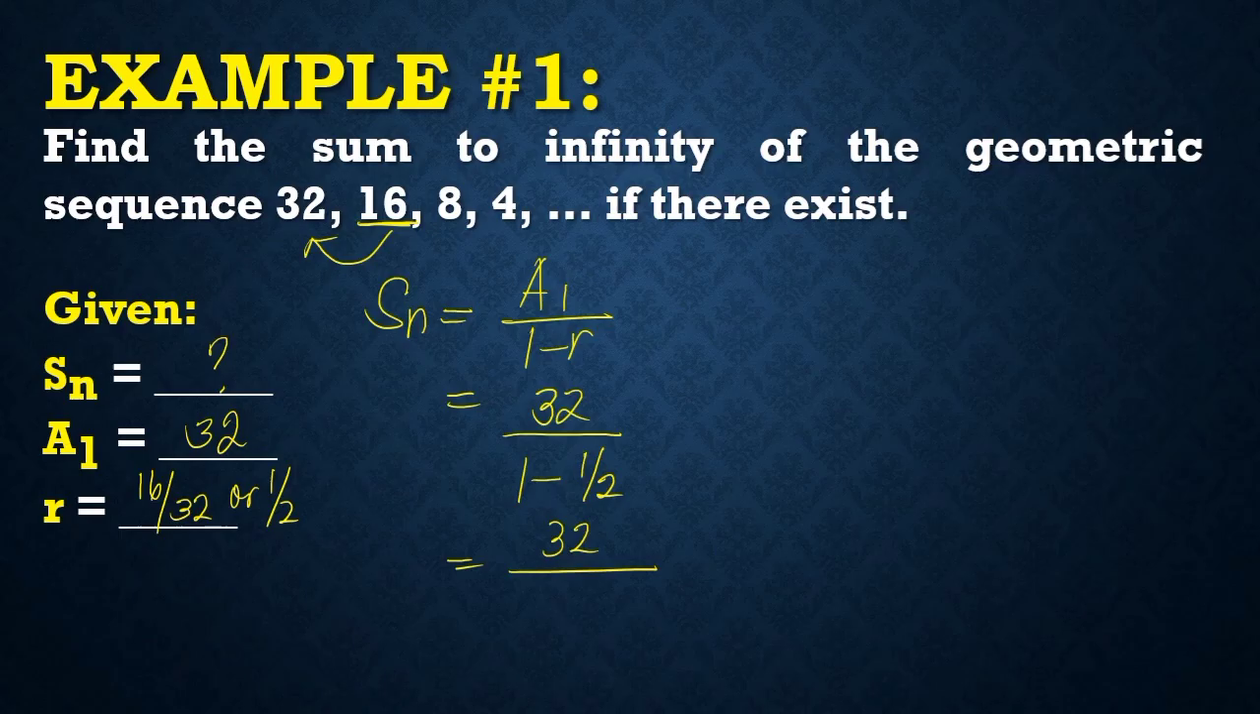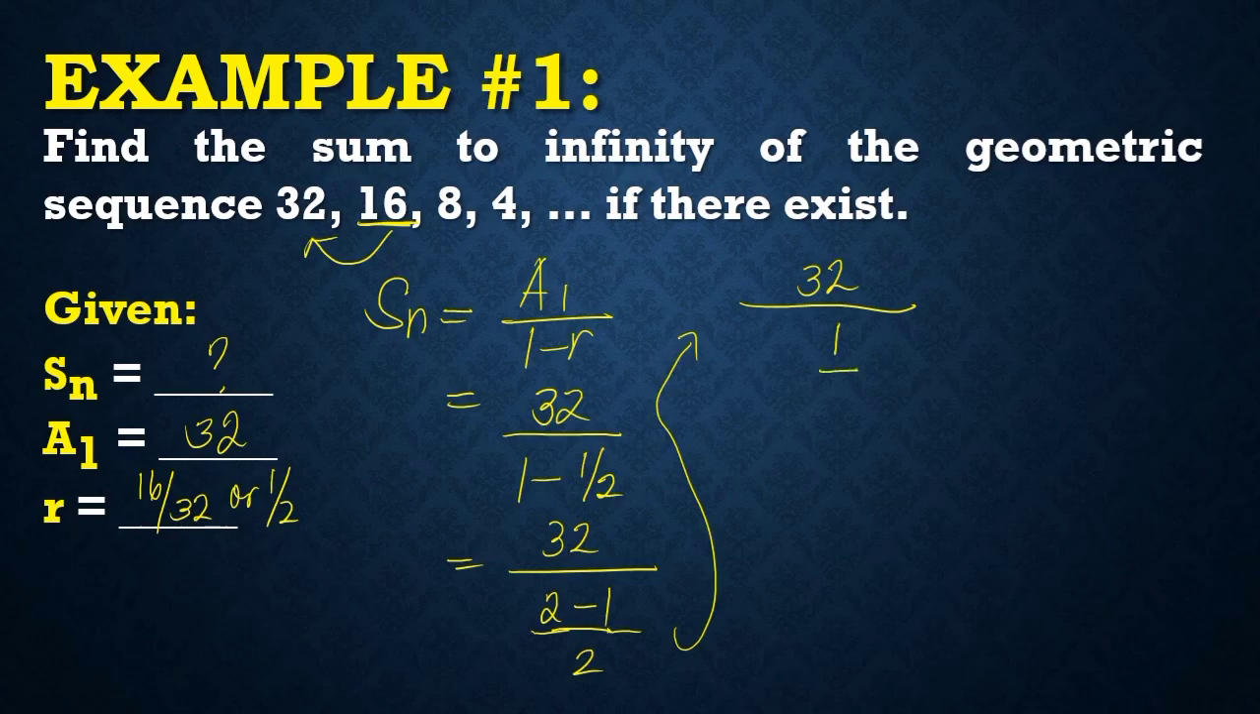So the LCD is 2. So what is the denominator of 1? That is 1. So if we divide 2 by the denominator 1, the quotient is 2. And then multiply it by 1, the numerator, the answer is 2. Next, 2 divided by 2, that is 1, times negative 1, that is negative 1. Next, write as 32 all over, so 2 minus 1, that is 1, and then over 2.